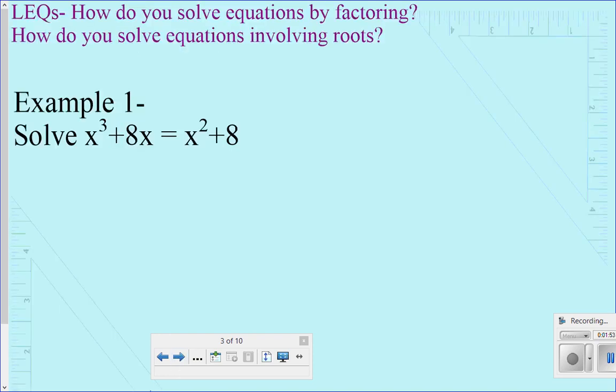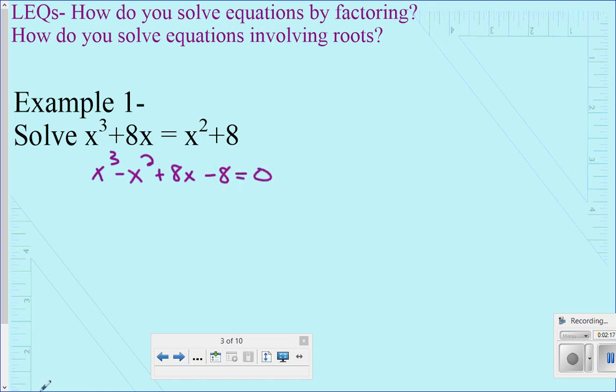And then we just went right into the lesson. Today's lesson will not be on tomorrow's quiz. So we're solving. I want to get this set equal to 0, so I'm going to subtract x squared and 8. I'm going to go ahead and rewrite that in descending order by the exponents while I'm subtracting.